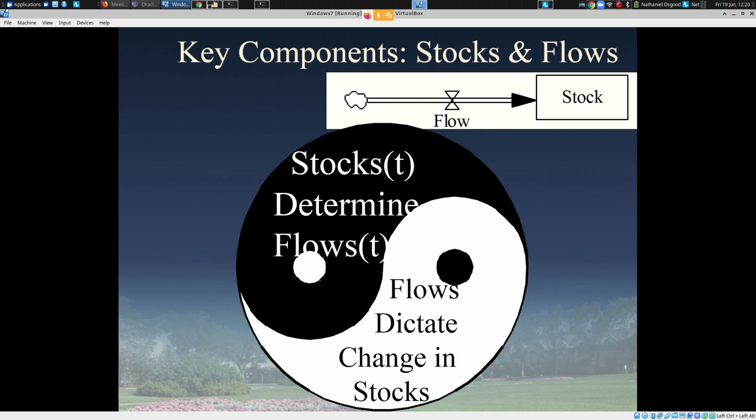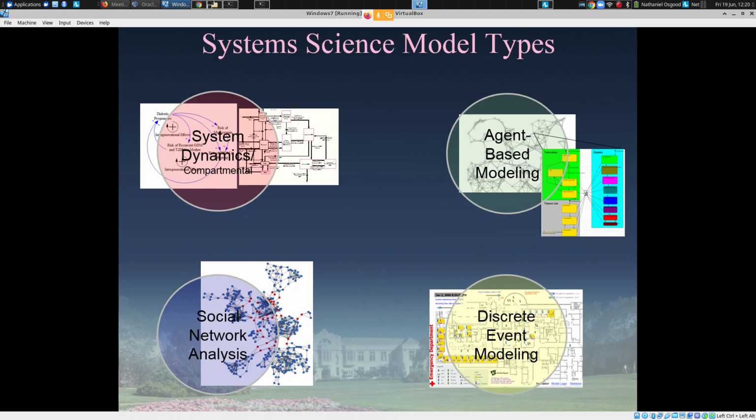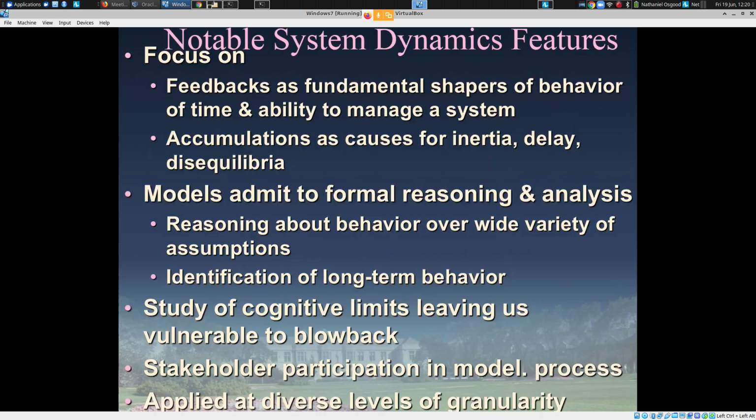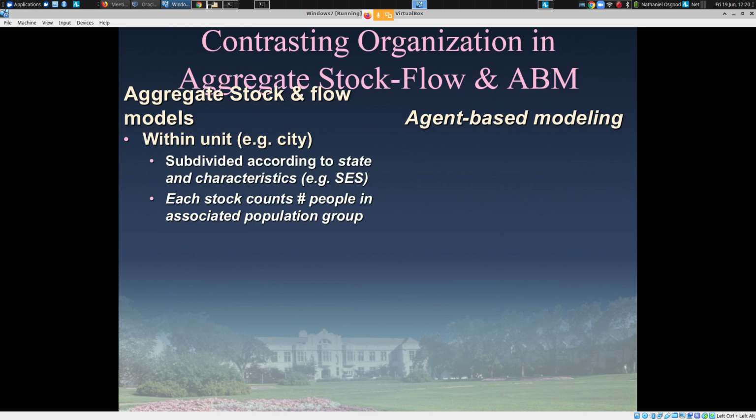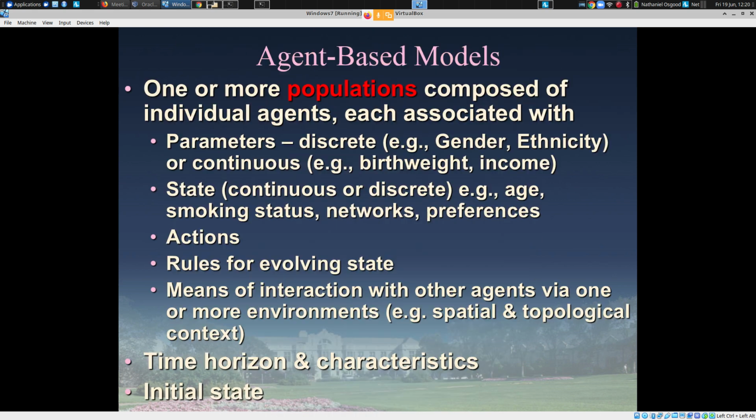Okay, so that was one sort of modeling. That's system dynamics modeling. The next sort of modeling we'll talk about is agent-based modeling.